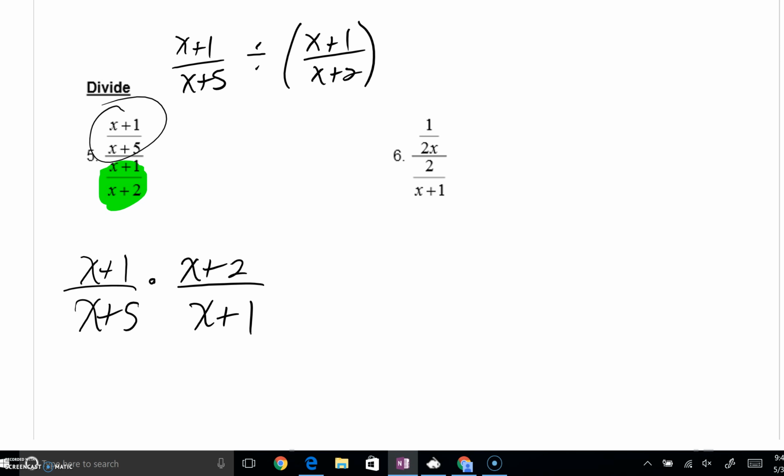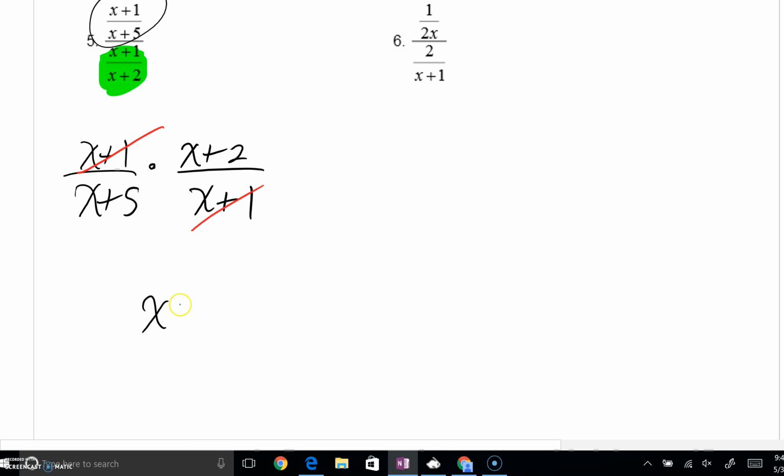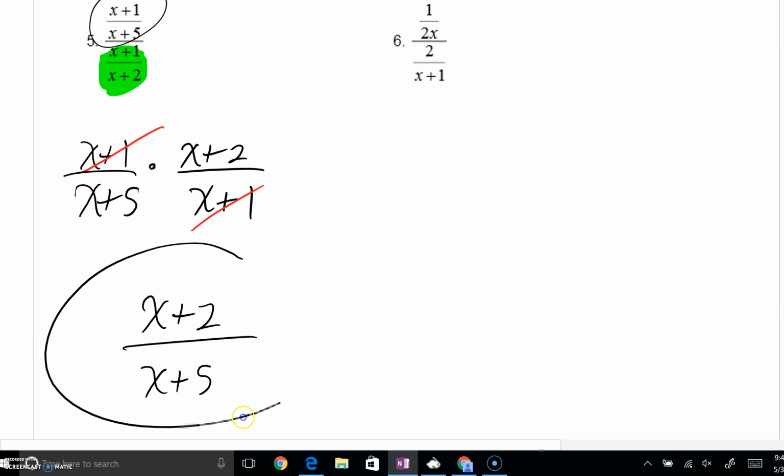Does anything cancel out? Yes. X plus 1. Carbon copy on top and below. What are you left with? X plus 2 on top, x plus 5 down below. You're more than welcome to put parentheses around the top and the bottom, but that would be sufficient.